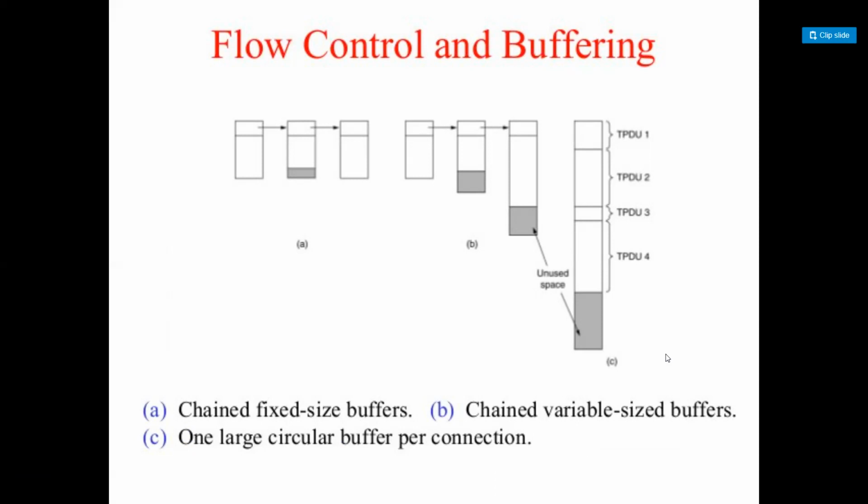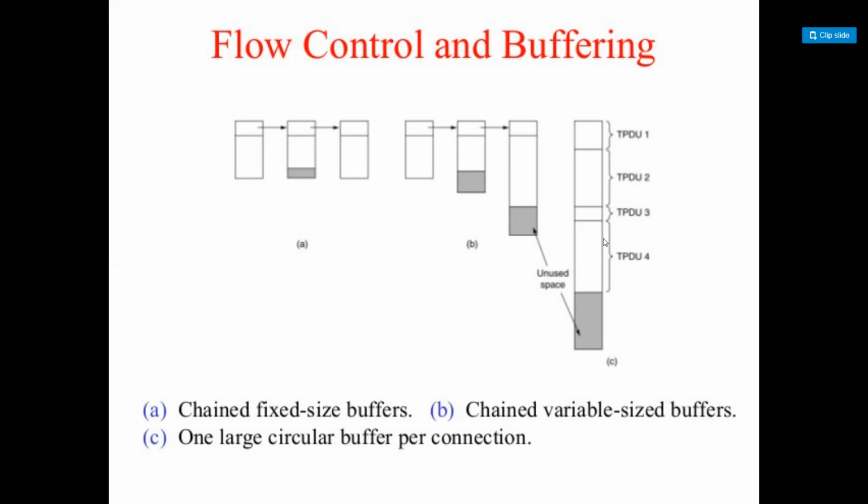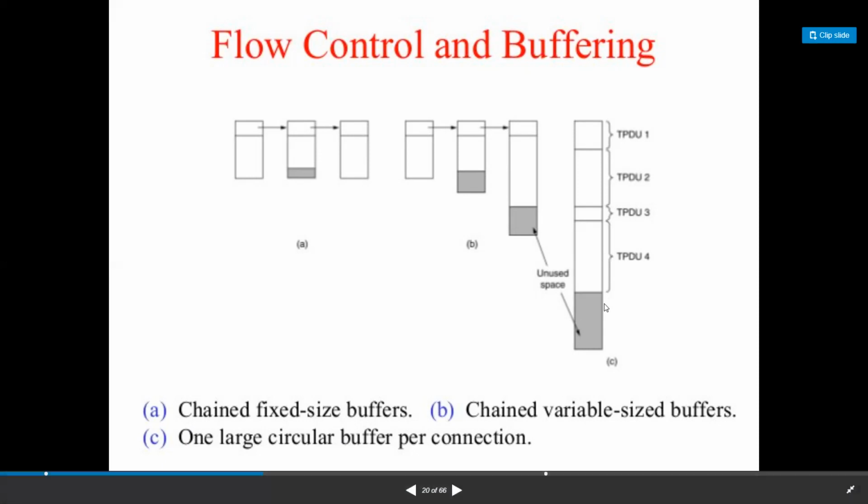In flow control and buffering, the first diagram has chained fixed size buffers. These three are the fixed size buffers, or chained. The second one is chained variable size buffers. See, these three are of different sizes. The third one is one large circular buffer per connection. Per one connection, one buffer.